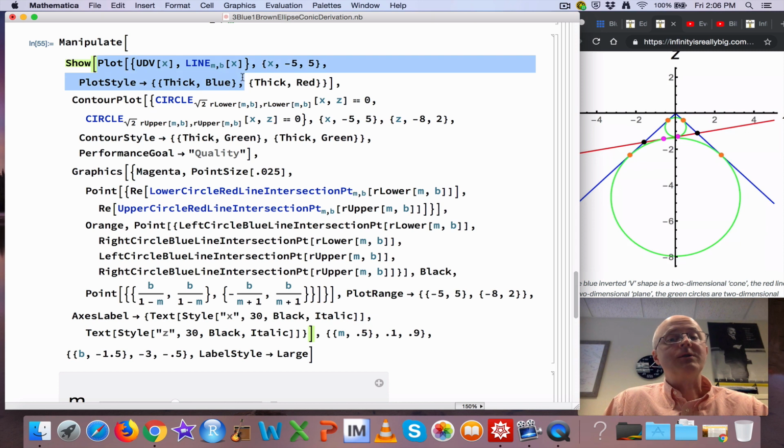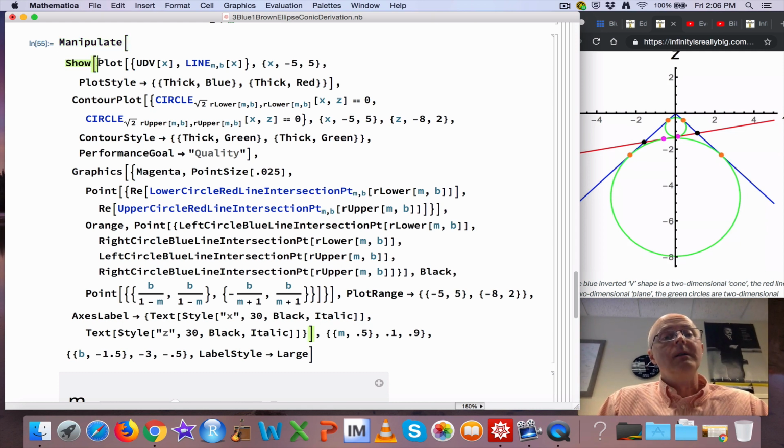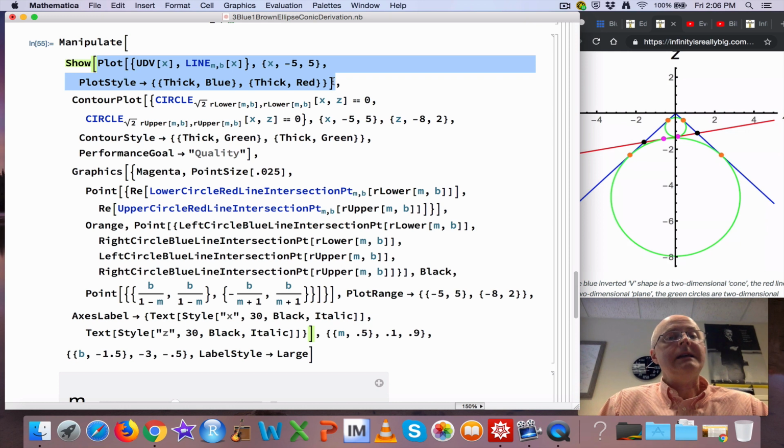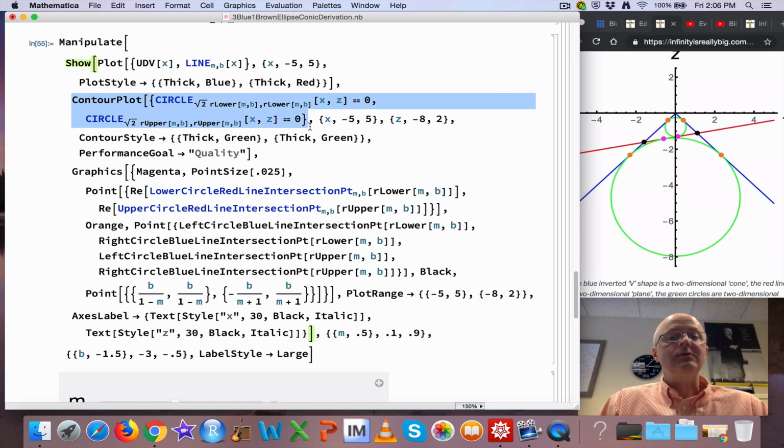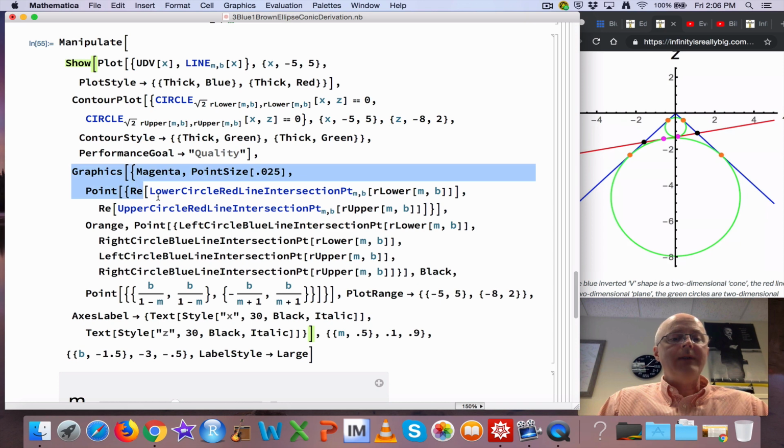I will just quickly summarize what it does. I should first probably say Show combines different graphics into one picture. So that's what Show does. This is plotting the upside down V, that's blue, and the red line. This is plotting the two green circles right here. The Graphics thing here is plotting all the dots.